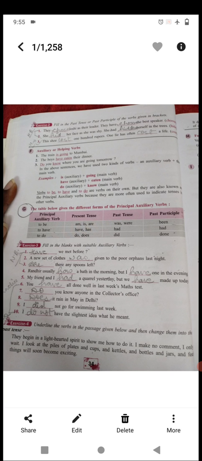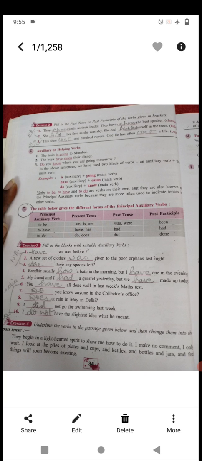Then come auxiliary verbs. Auxiliary verbs are also known as helping verbs. Here we can see in the above examples it has two kinds of verbs. One is an auxiliary verb, means the helping verb, and another is the main verb, isn't it? And why do we use these auxiliary verbs? Because it indicates the tenses in other verbs, means in the main verb, isn't it?